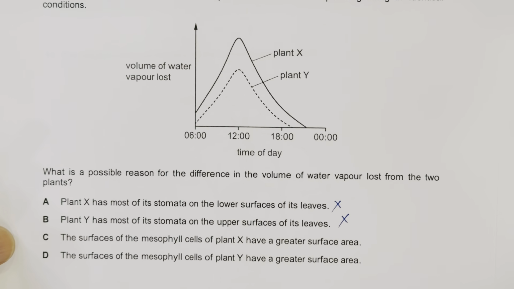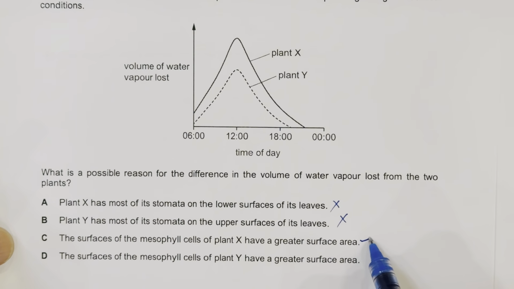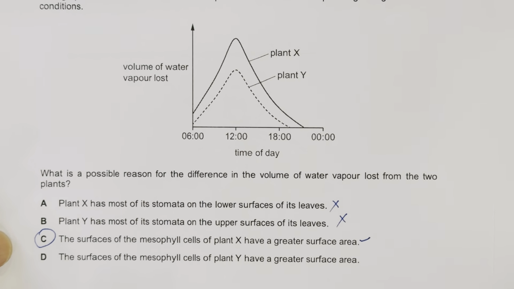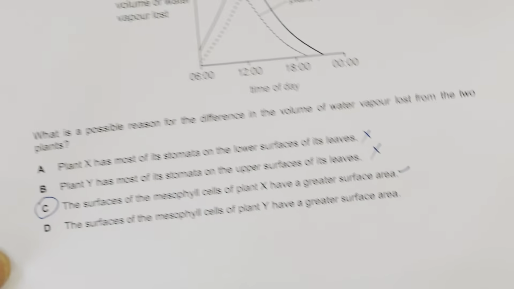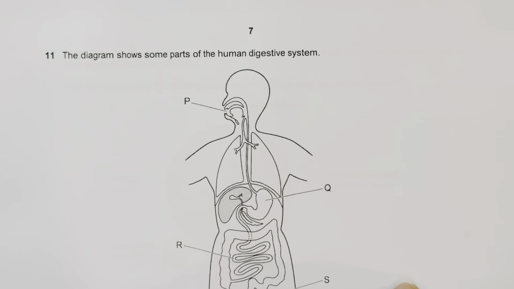The surface of the mesophyll cells of plant X has a greater surface area. Yes, this is the correct option. They have the greater surface area, so particles escaping from these are more compared to Y. Okay, so this is the right reason. Moving to question number 11 from the topic of the digestive system.